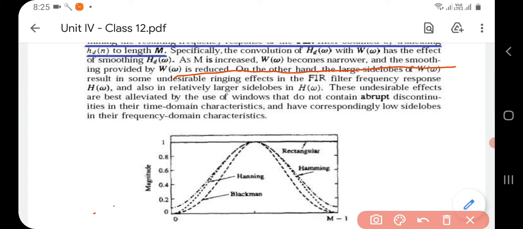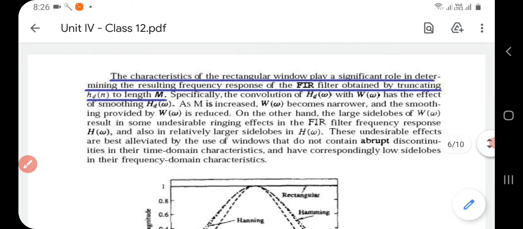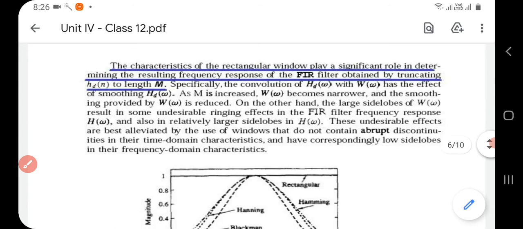On the other hand, the large side lobes of the window function will give rise to some undesirable ringing effects, and this will produce some discontinuities, especially in the time domain characteristics. Okay, so these are some of the characteristics of the rectangular window.